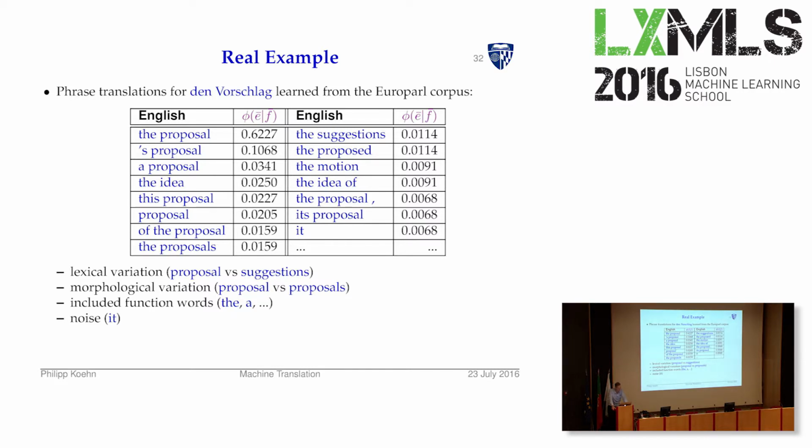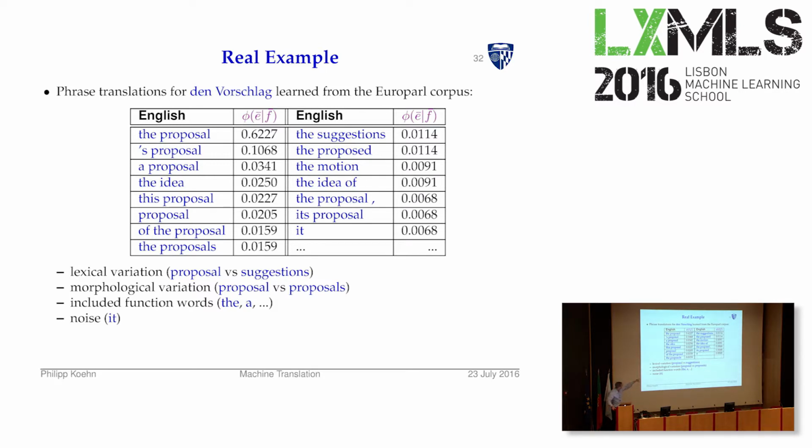Here's a real translation table entry for a word, trained on the European Parliament corpus. That's a fairly nice large corpus that exists for many languages. It has about 50 million words in it, so it's a good chunk of data. And here are the top translations for Den Vorschlag. So it's the proposal, then this split-off genitive marker, someone's proposal, a proposal, and then you also get some different word choices for the content word: the idea, later the suggestions, and so on.